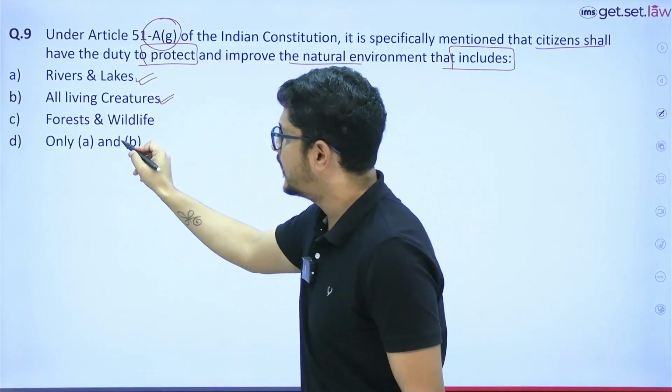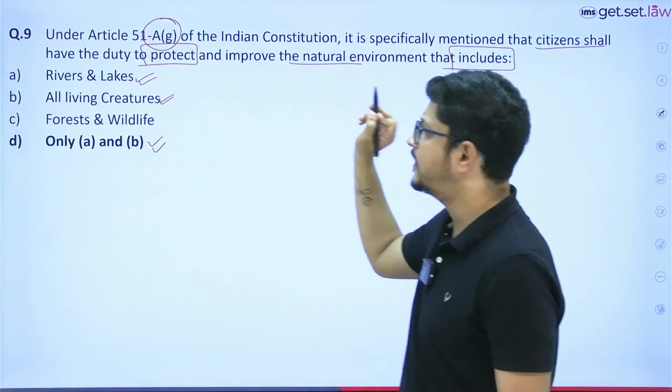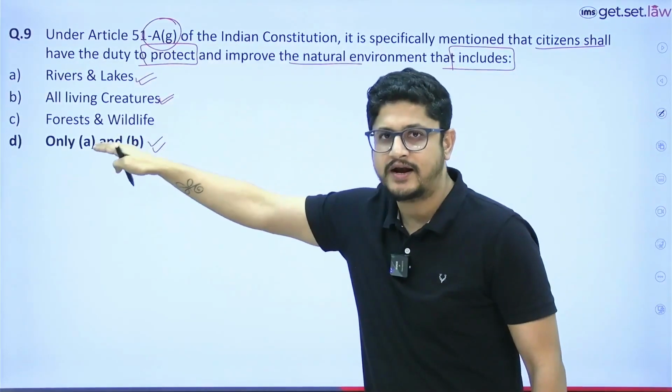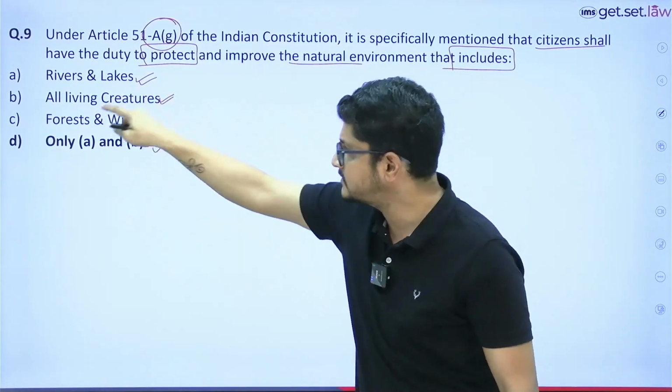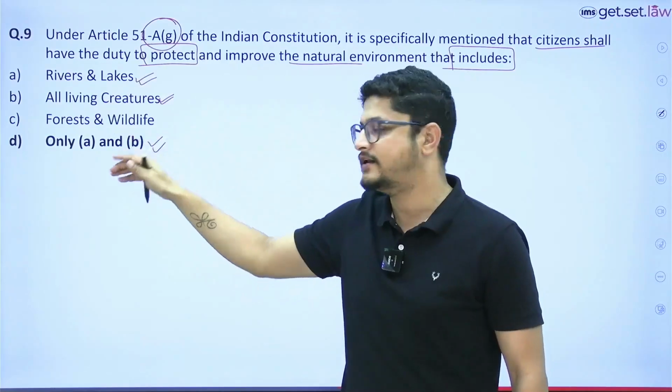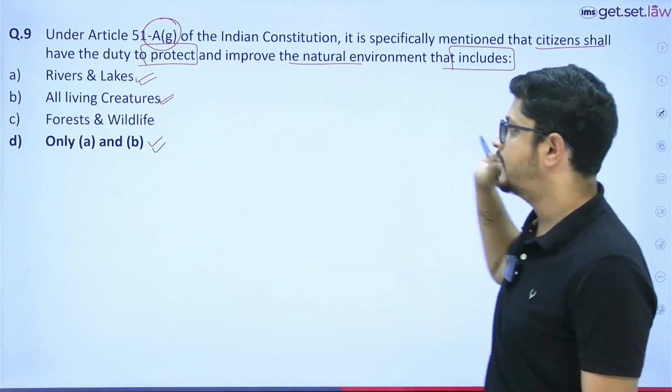तो can't we say that it is only option A and B? Because forest and wildlife definitely can come under the living creatures part. So अलग से C option mark करने की जरूरत है ही नहीं. So we will go with only A and B.